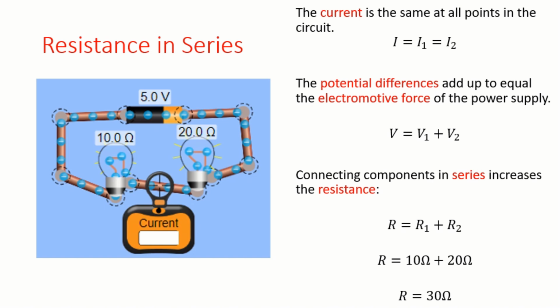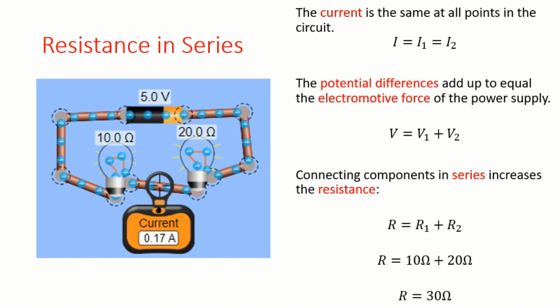Okay, now what we could do here is calculate the current. You'll notice that the current has been blacked out there so that we can't see it. Well, let's have a look at what the value here is. In this case, the current is 0.17 amps. Now, where does that come from? Well, in this case, we know that the resistance is 30.